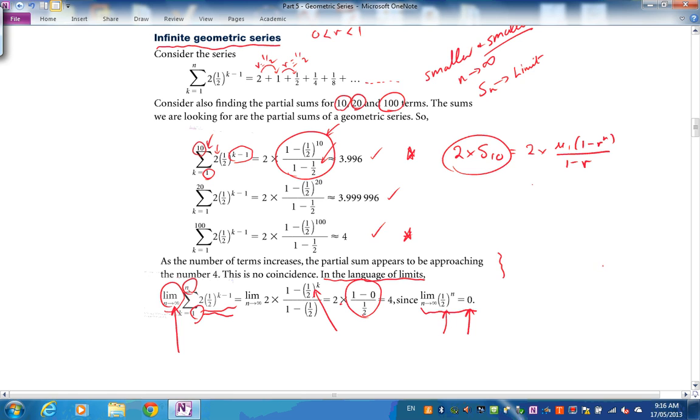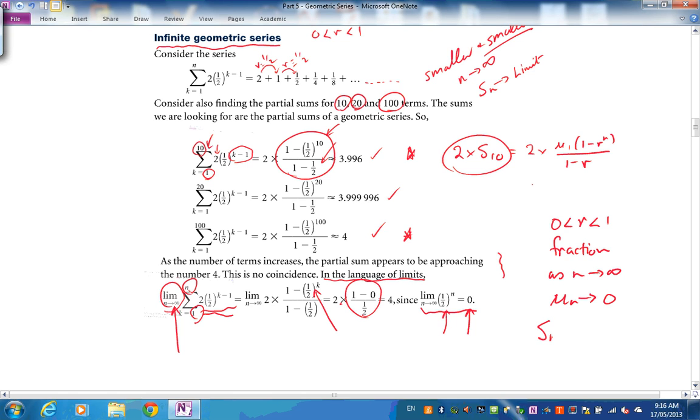So what is the underlying idea? If you have an r which is a fraction, so let's put this down, it's a fraction, as the number of terms becomes infinite, the size of the term, u n, will tend to 0.